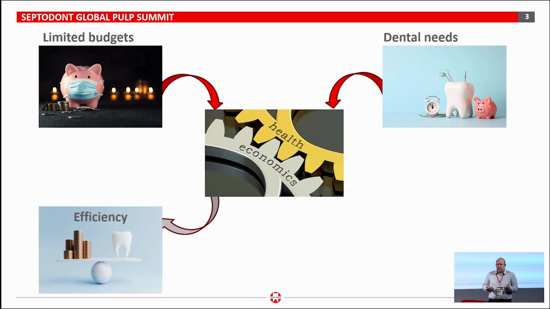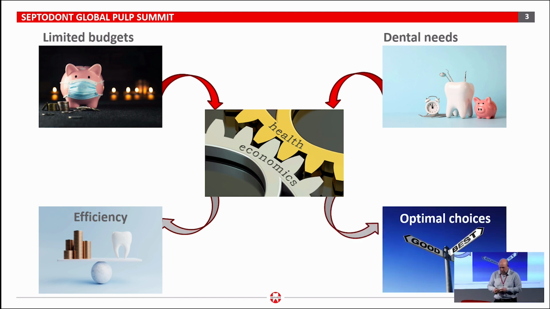So we need to think about the concepts of efficiency. How do we allocate those scarce resources in the best way that maximizes the dental health gain for a fixed, limited budget? So we need to think about what things provide the best value for money, and that involves difficult choices. So that means some things cannot be paid for by healthcare systems, and we need to decide where we get the most bang for our buck from our investments.